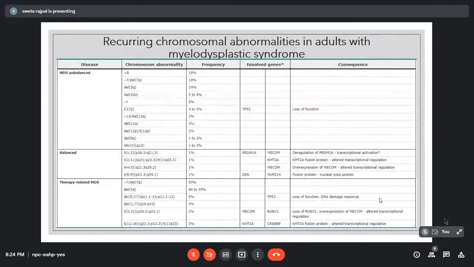This is a table showing the different unbalanced and balanced cytogenetic abnormalities, and the table also shows the therapy-related MDS cytogenetic abnormalities. We can clearly see that deletion 5 is one of the most common ones. Around 10 to 15% of the cases will have deletion 5q.